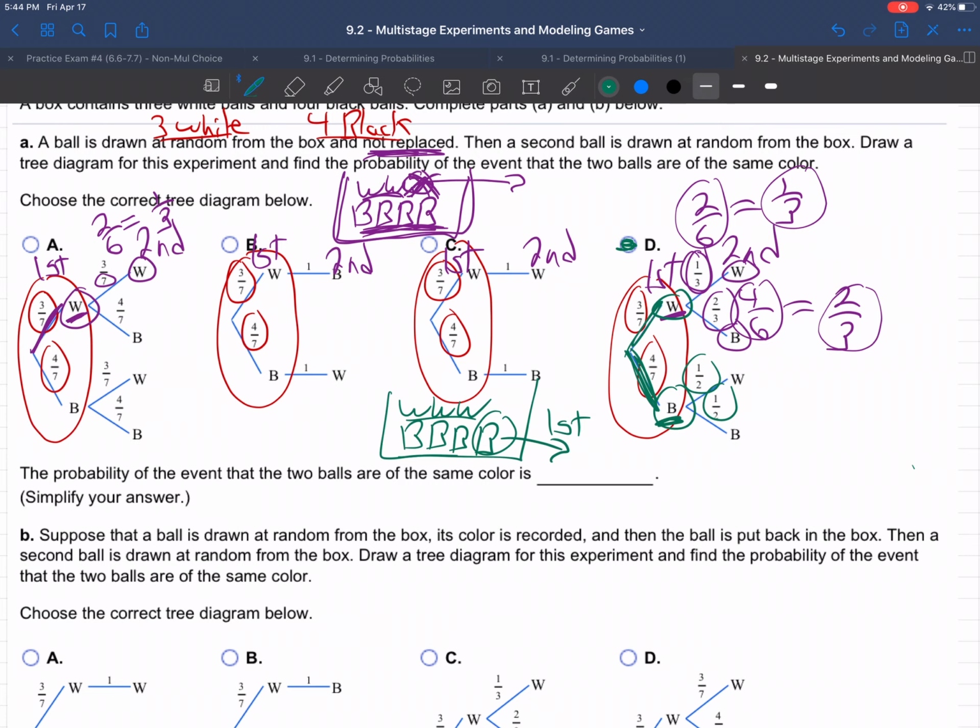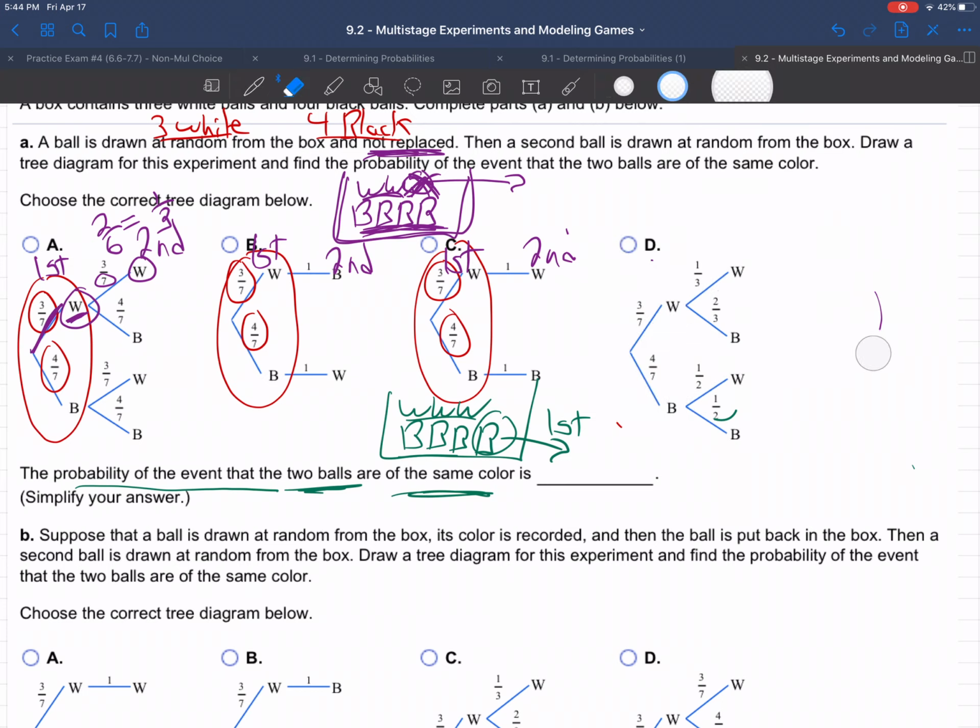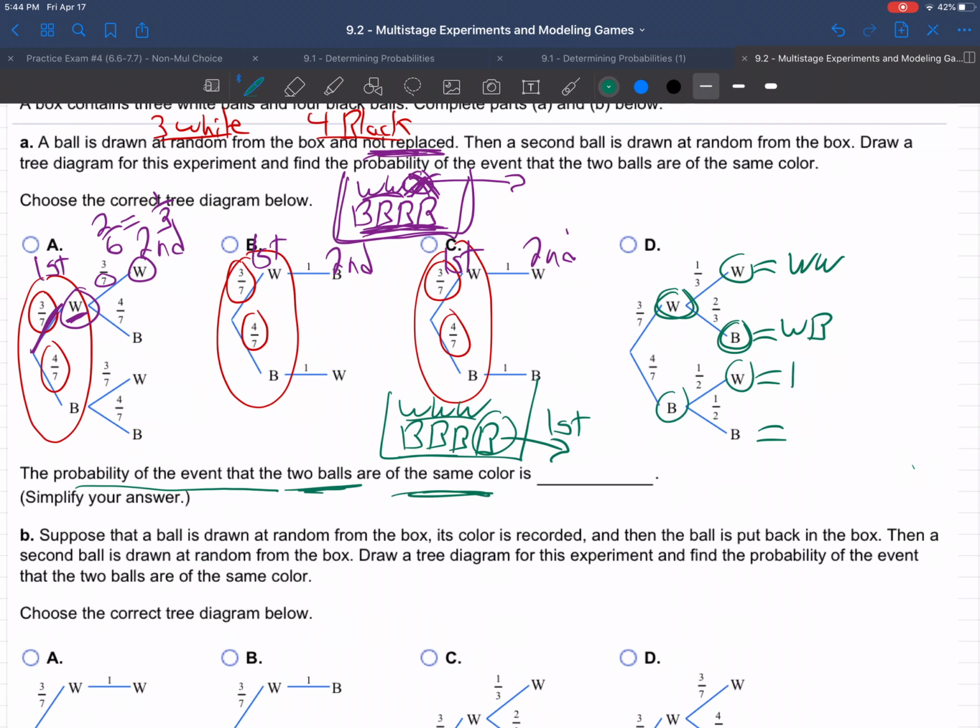So now, what's the probability of the event that the 2 balls are the same color? To figure that out, we need to come over here. We now know this tree is correct. So we've got to draw the ends of each of these branches. This is white, white. This is white, black, which means you got white the first time, then black. This is black the first time, then white the second time. This is black the first time, then black the second time.